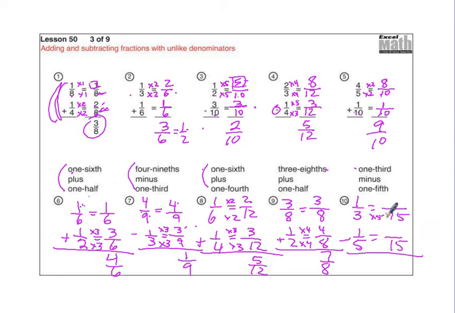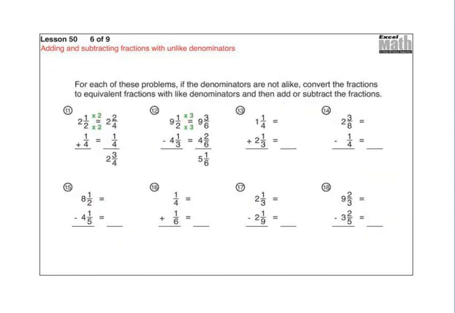3 times 5 is 15. 1 times 5 is equal to 5. 5 times 3 is 15. 1 times 3 is 3. Subtraction, and you get 2/15. All right, that's the page we just did. So now we've got several more problems to do. Let's take a look at these first problems together, and then I'll have you do some on your own.